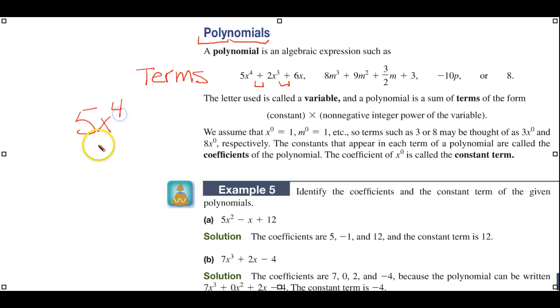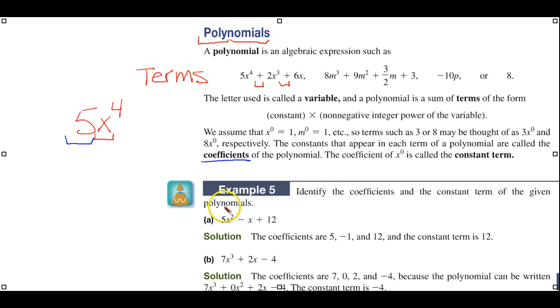Now, these terms, as we see, 5x to the 4th, part of it is a variable, that is a letter representing something, and in this case it's exponent. And we also have, in most cases, showing a numerical part of that term. Well, this numerical part is referred to as the coefficient. Okay? So here the coefficient is 5, a 2, and a 6. And it's what's in front of each term.